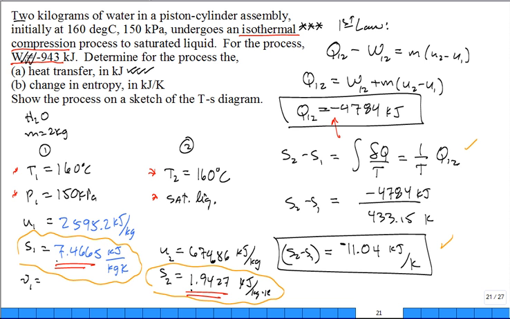Oh, I looked up in the table. I didn't look up, but this is Psat at 160. I didn't write it down. I don't know what the saturation pressure is.